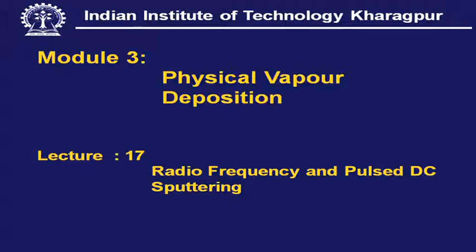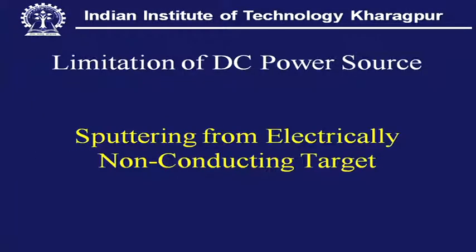Radio frequency and pulse DC sputtering, this topic we are going to discuss today. Now, why do we need this radio frequency sputtering or pulse DC? In this case, the power supply will be available in a sinusoidal form. That means the voltage supplied to the electrode will keep on changing with time, and this frequency will be of a very high order. And why do we need it?